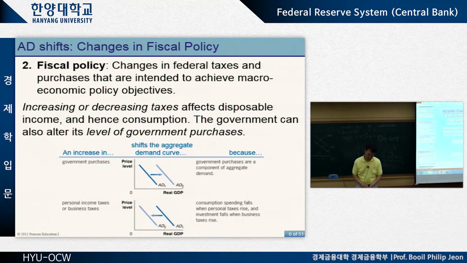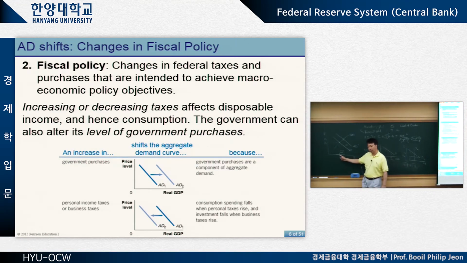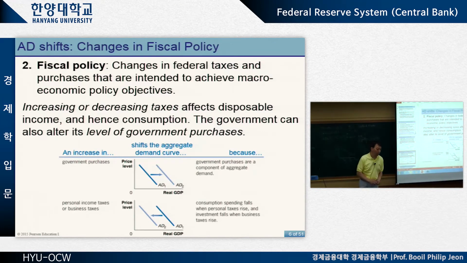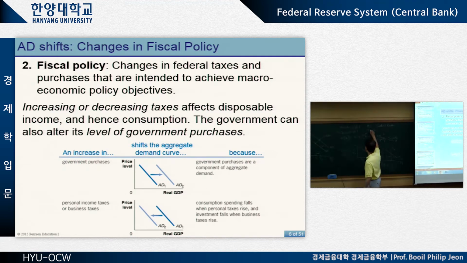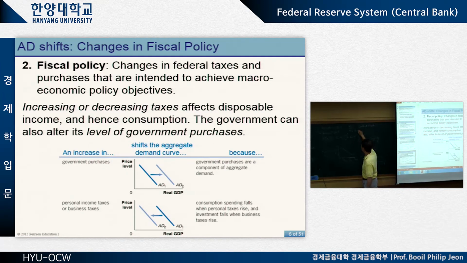Fiscal policy. Okay? So let's say we are in the same situation. Suppose current GDP is significantly lower than the potential GDP, which means the economy is in a recession, right? And let's say the government wants to bring the economy out of the recession, right? What can they do? Well, they can cut the taxes and/or increase the spending, right?